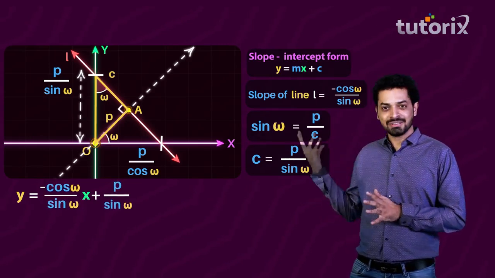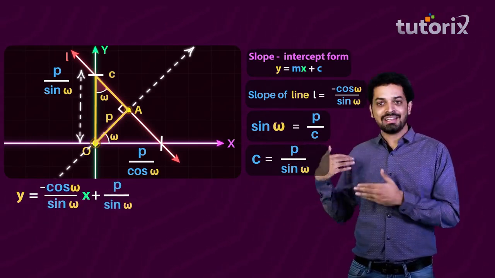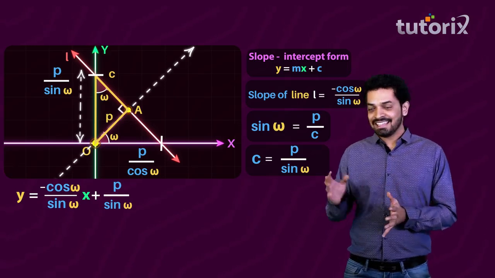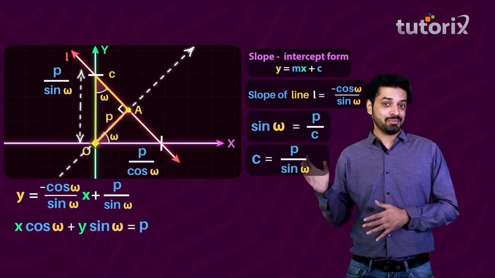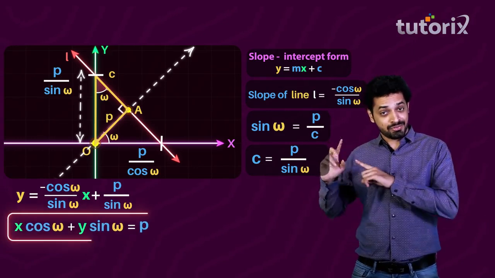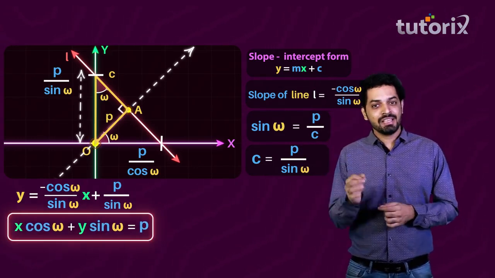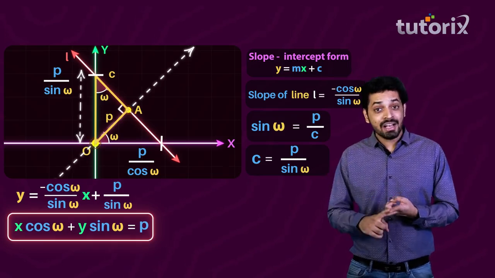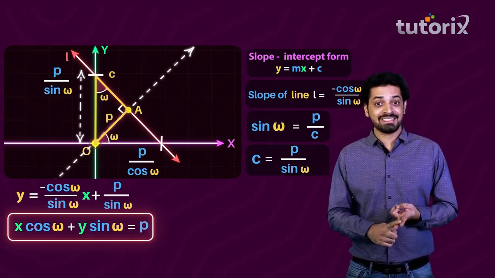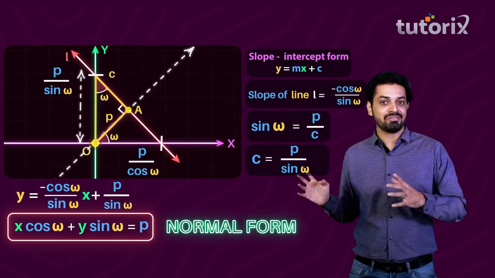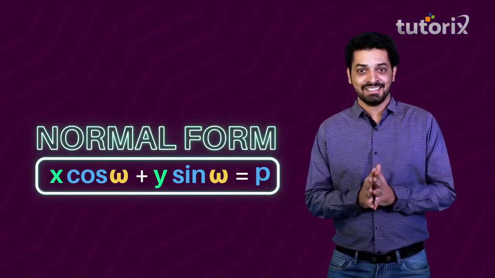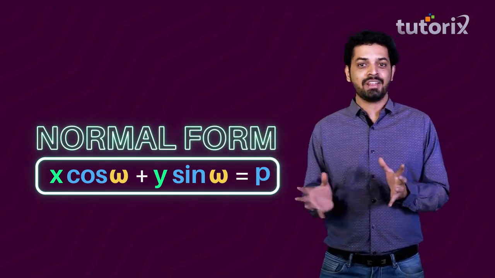And if you substitute these values, and take sine omega to the left-hand side, you'll get x cos omega plus y sin omega is equal to P. Now this form of equation, in terms of P, the length of the normal, and omega, the angle which the normal makes with the positive x-axis, is called the normal form of the line. So guys, this is the normal form of the line.